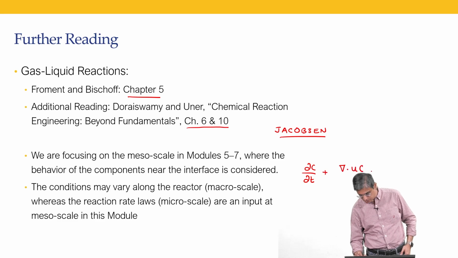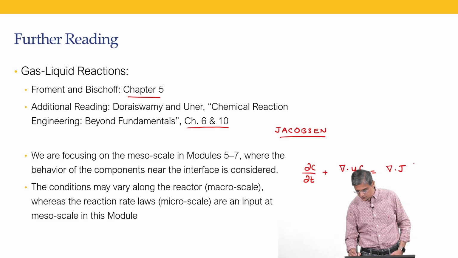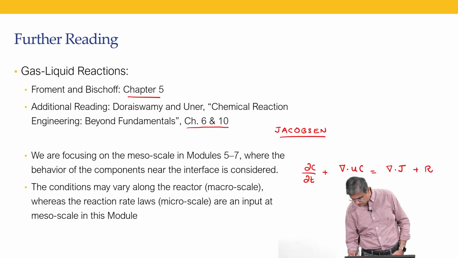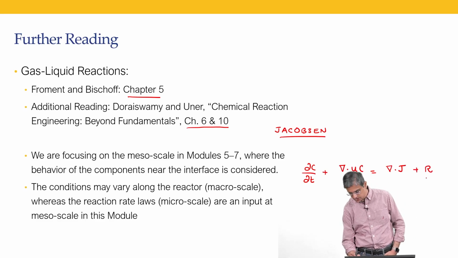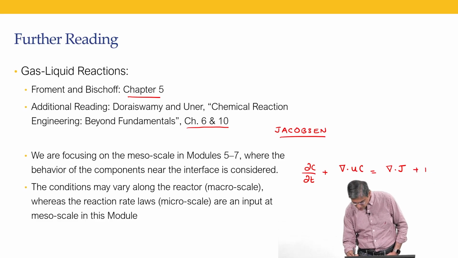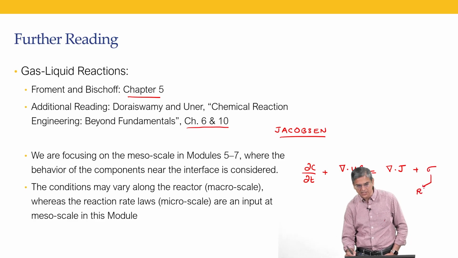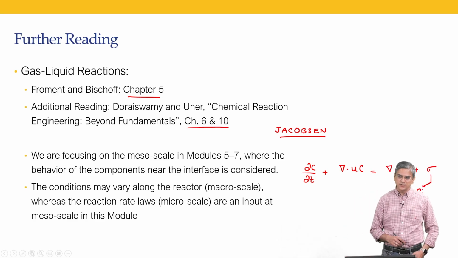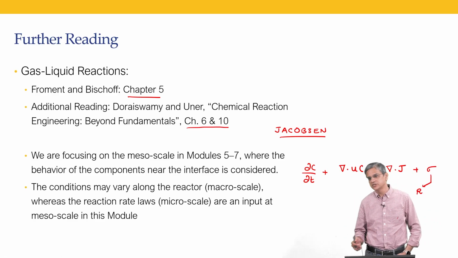This is the convection term. This is the diffusion term. This is the source term. In general, this is written as sigma, and one part of that sigma might be reaction. It might be disappearance because of some other reason also.